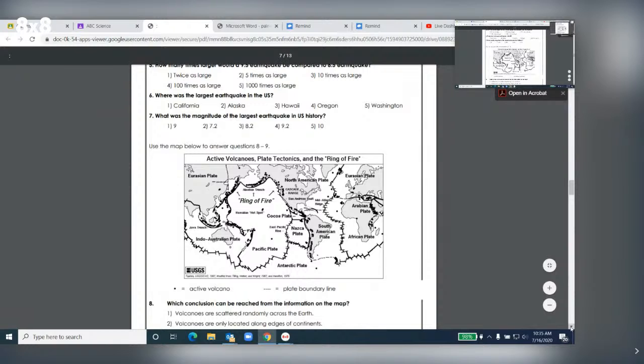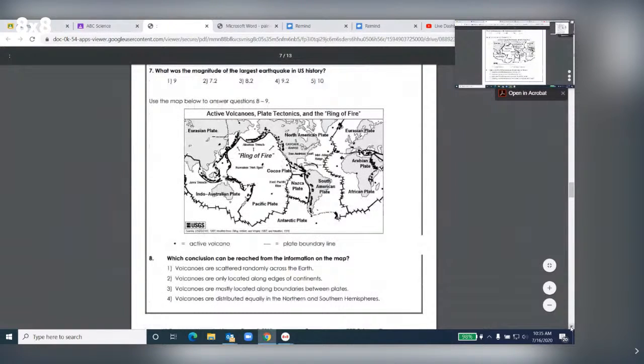So what conclusion can be reached from the information on the map? Volcanoes are scattered randomly across the earth? Maybe. I don't know. Random would just be anywhere. Volcanoes are largely located at the edge of the continents. We see a lot of them are in the ocean, so it's maybe not. Volcanoes are mostly located along boundaries between plates. And that's the thing I told you at the beginning, and that would be the correct answer, because you can see a lot of the circles are right along these lines, which are the boundary lines. So the answer would be 3, and we look at 4.